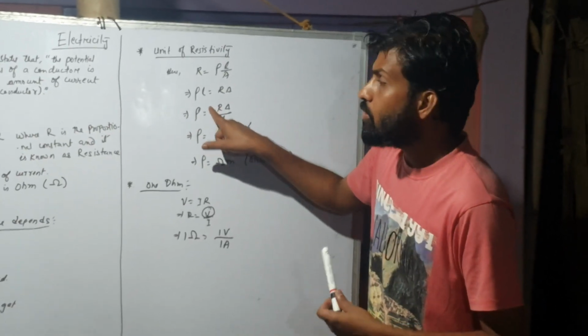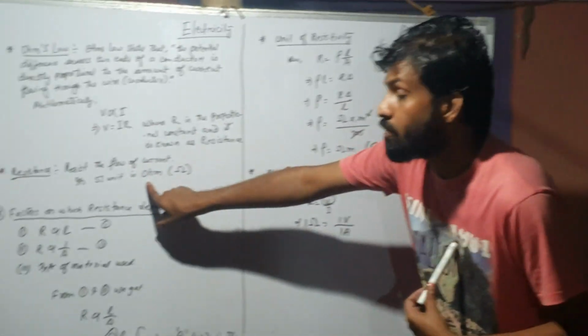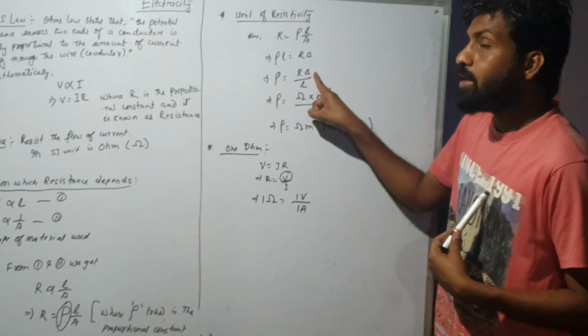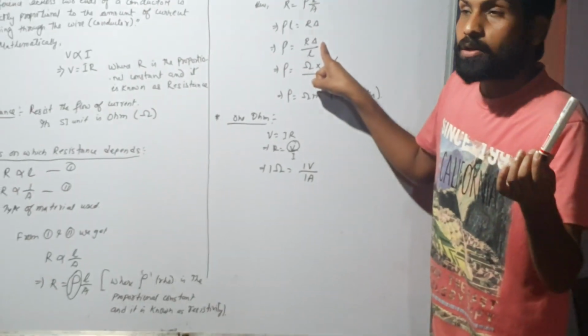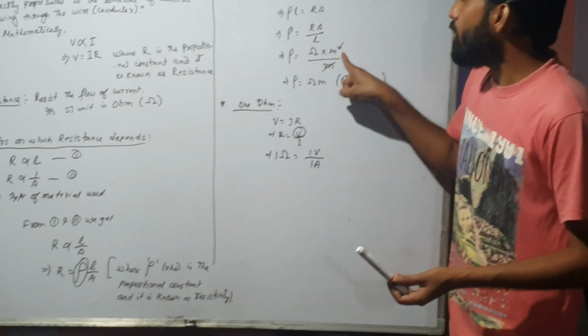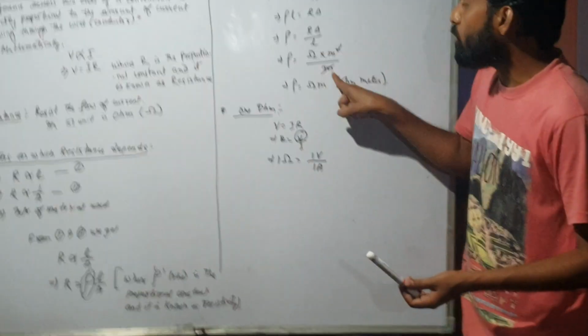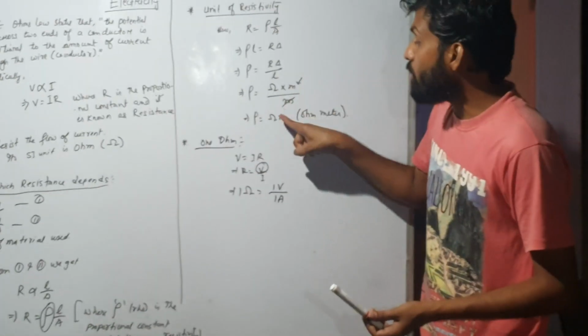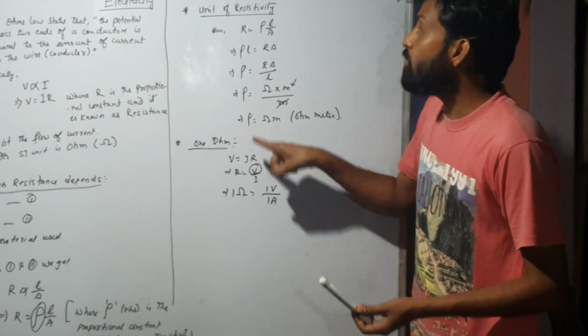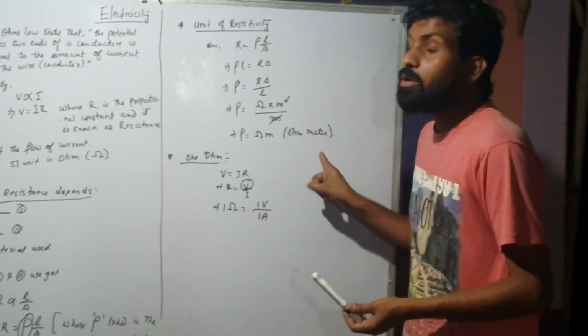R means resistance. We already know that the unit of resistance is ohm, so I wrote here ohm. Area of any type of quantity is meter square, in SI unit, so I wrote meter square. This is length, and length is the meter. Meter got cancelled. What is left? Ohm meter. So the SI unit of resistivity is ohm meter here.